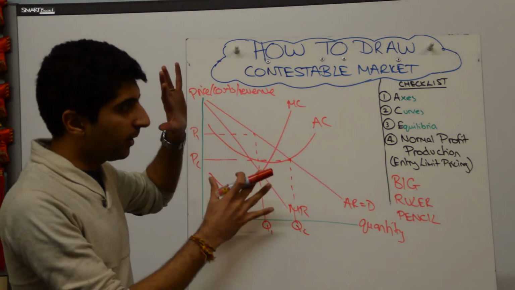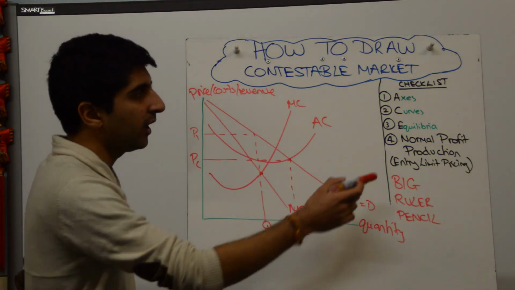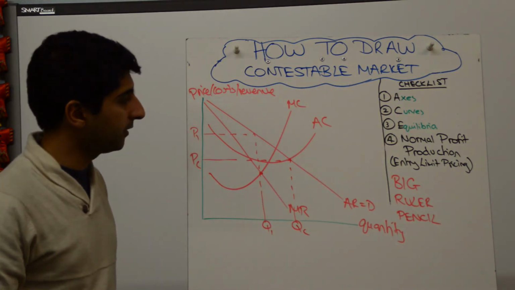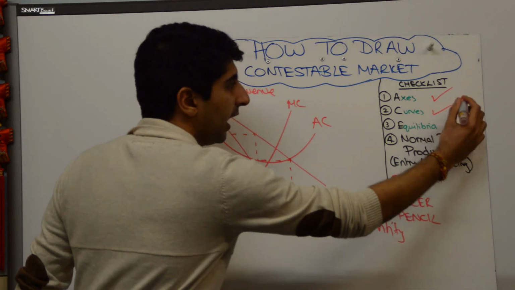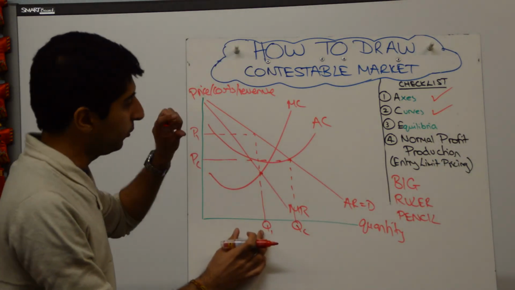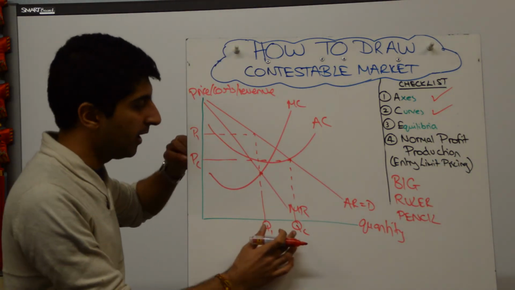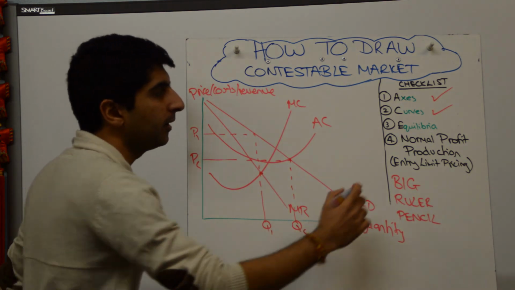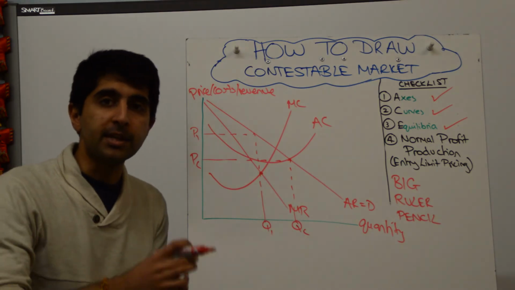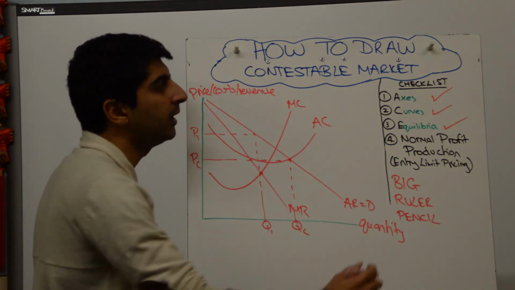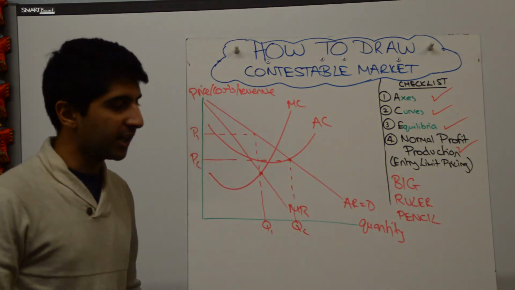So, we've done the diagram. Let's now check that the diagram is finished. Have we aced it? Have we labelled our axis? Yes, we have. Have we labelled our curves? Yes, we have. Have we labelled our relevant equilibria? Yes, we have. We've labelled the profit max equilibria and the perfectly contestable equilibria. Lovely. Have we shown that we are operating now at normal profit because this market is perfectly contestable? Yes, we have. Lovely. In which case we are done.